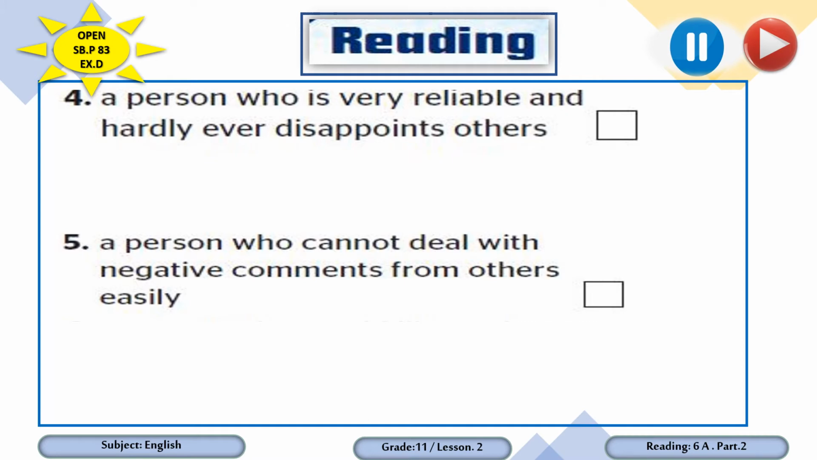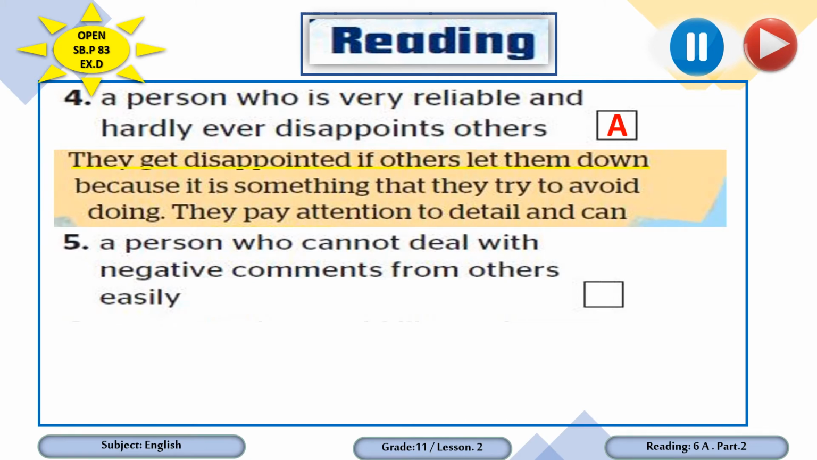4. A person who is very reliable and hardly ever disappoints others. Excellent, belongs to personality trait A, the keepers. As we can find out here, the keepers get disappointed if others let them down because it is something that they try to avoid doing.